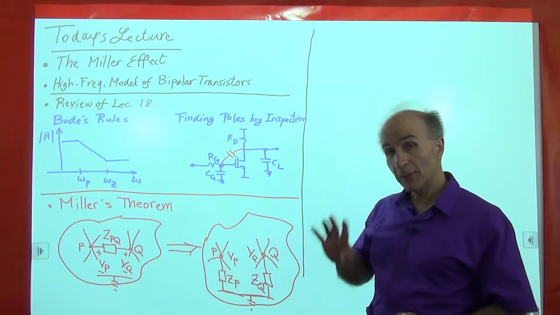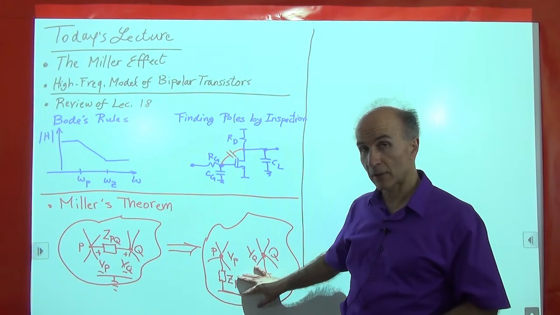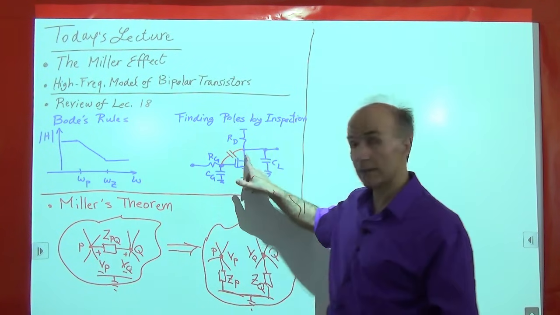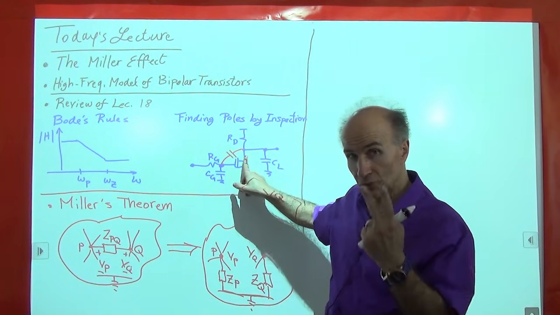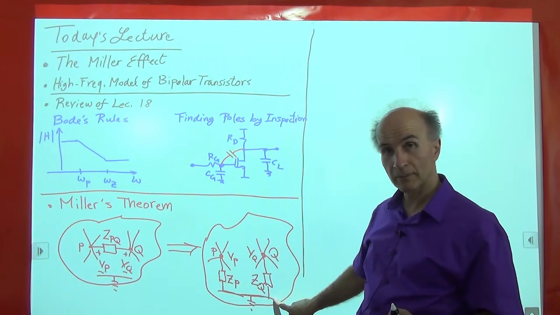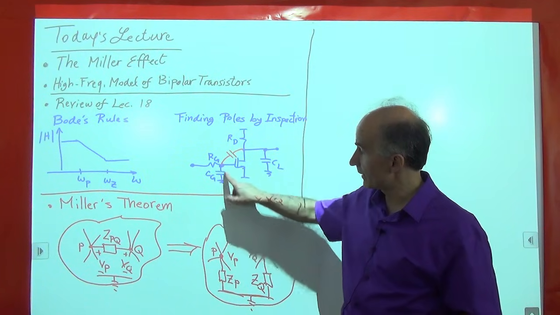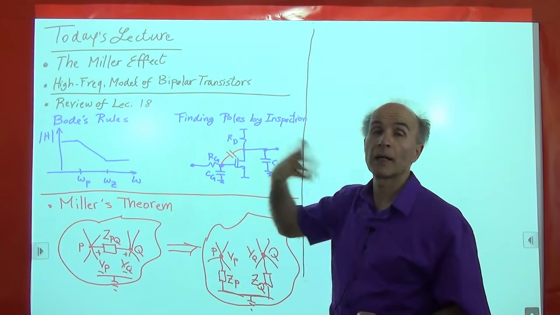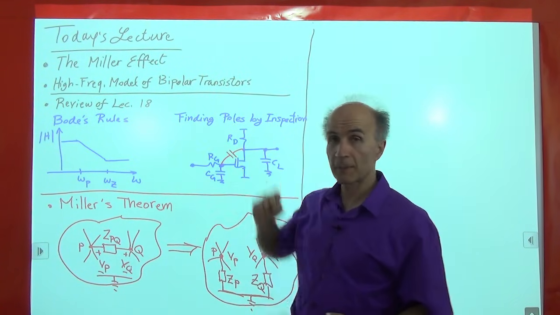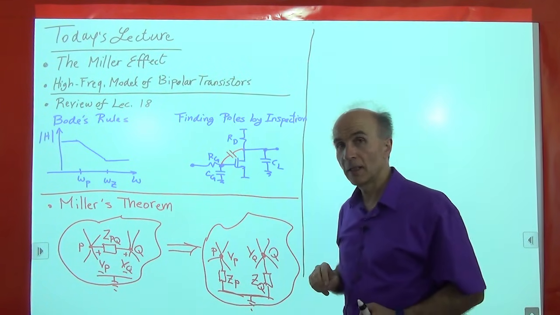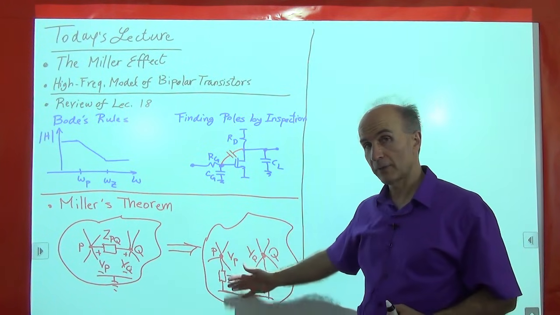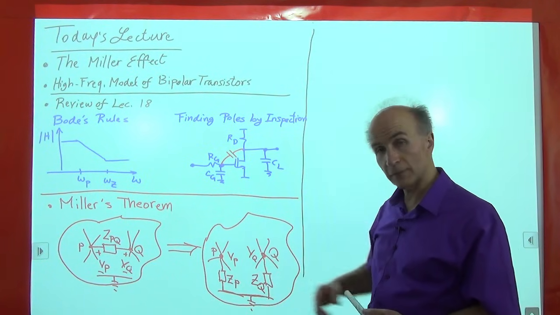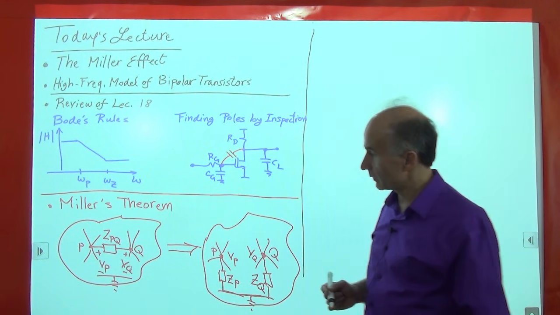Okay, but you can immediately see the beauty of this result, right? Because if I have a floating capacitor from here to here, like this, I can convert it to two grounded capacitors. And those grounded capacitors would be similar to these, right? So this will be gone, and we have two capacitors on these sides, so we can go back to finding poles by inspection. So that's the nice result that comes out of this theorem. Okay, so let's try to find ZP and ZQ from here.